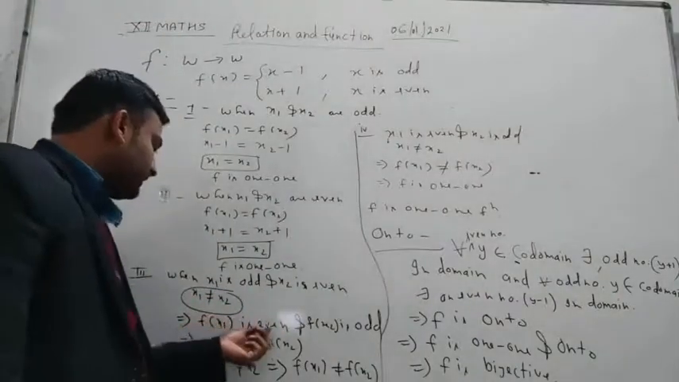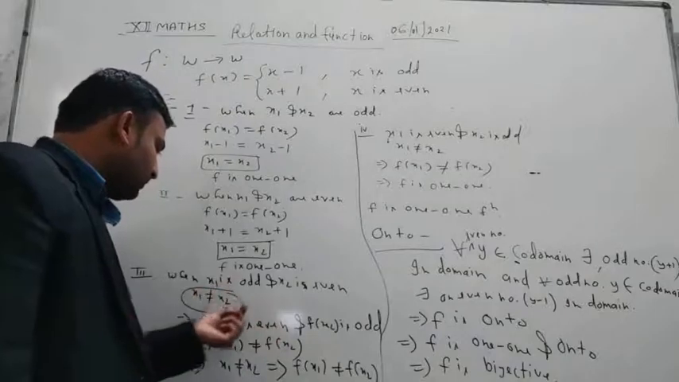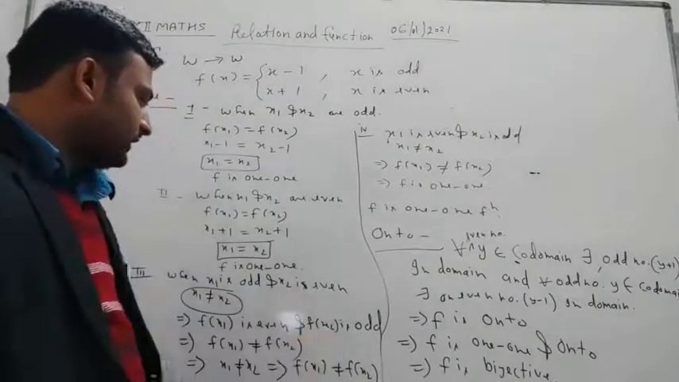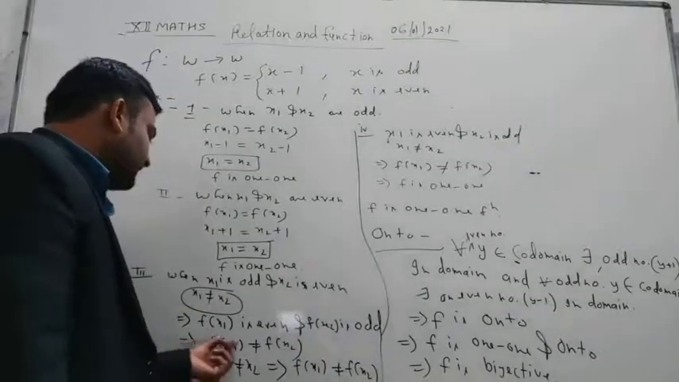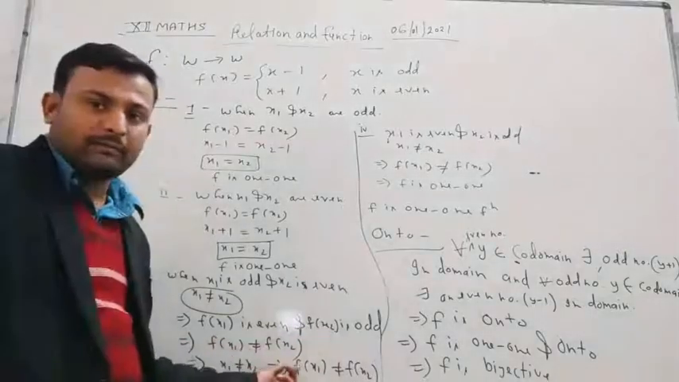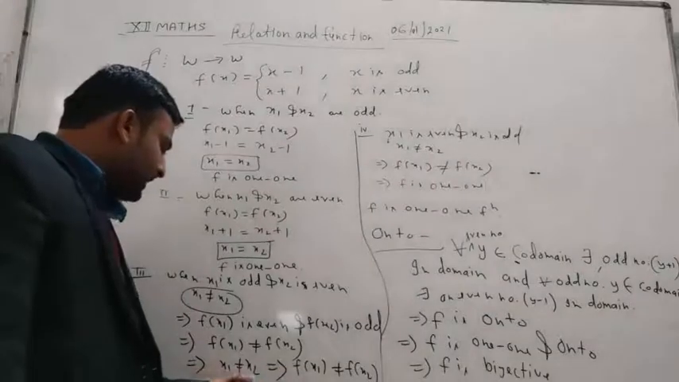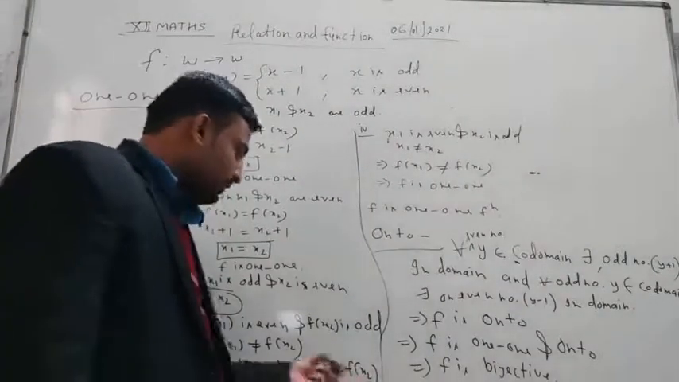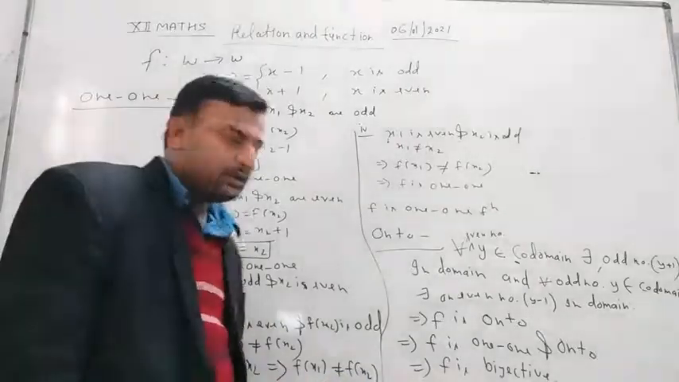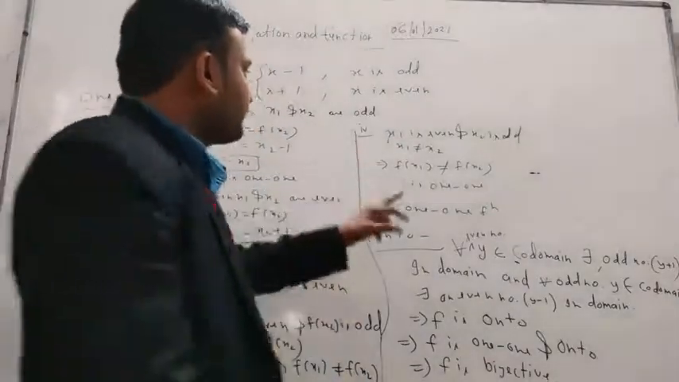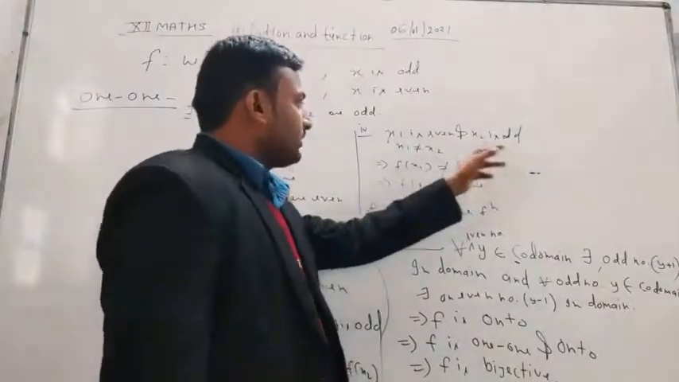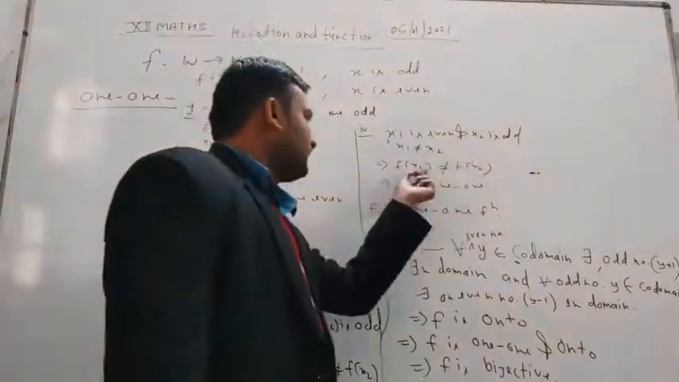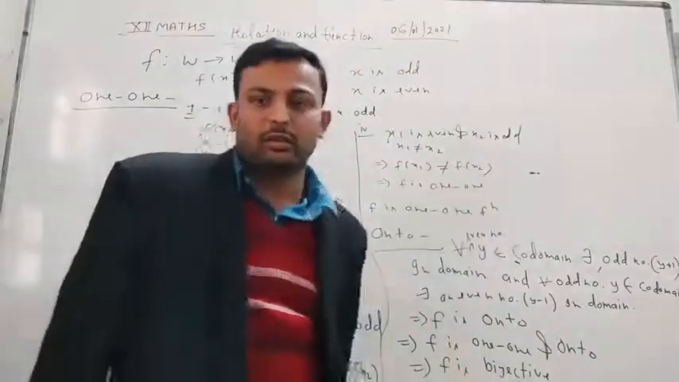So if x1 is even and x2 is odd, this implies f(x1) is not equal to f(x2), and this implies x1 is not equal to x2, so our function is one-one. Now the fourth case is when x1 is even and x2 is odd, and the same process we will apply here. x1 is not equal to x2, so f(x1) is not equal to f(x2).